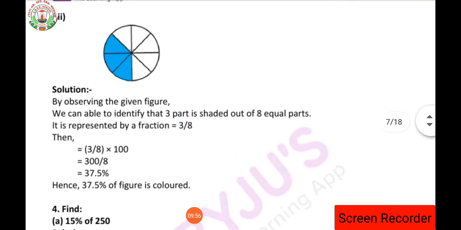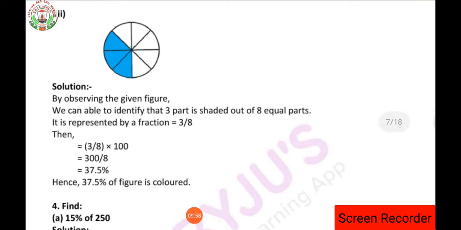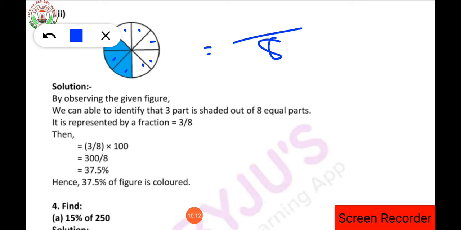In the C part also it is the same. C part, that means the third part of the question. How many total parts are there in this figure? 1, 2, 3, 4, 5, 6, 7, 8. Total 8 parts are there, that means 8 will be in the denominator. And among the 8 parts, how many parts are colored? That means 3 parts. So what is the fraction? 3 by 8.